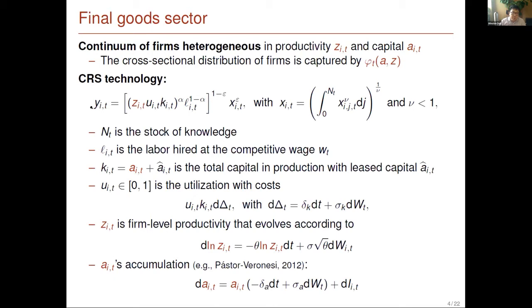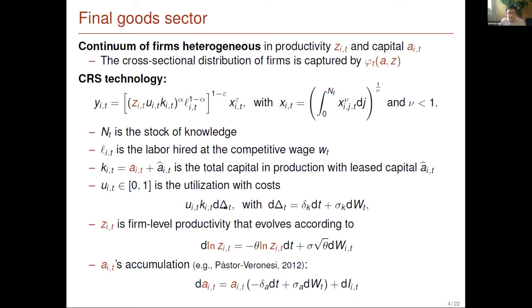And now to produce this final goods, the firm not only needs to buy this intermediate goods X_it, but also needs to hire labor at this competitive wage, W_t, and also needs to use capital. And for capital, they can use their own capital stock, which is A_it, and they can also borrow capital from other firms, which is A_it hat. So you put them together, this K_it is the effective capital firm i uses to produce in period t. And this u_it is variable utilization, between 0 and 1. They can choose this freely. Basically, if u_it is bigger, they need to pay more cost to maintain the machines. Otherwise, the machine will depreciate faster.